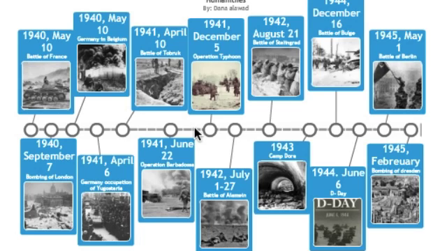This is a timeline showing all the wars that happened in World War II: 1940 May 10 Battle of France, 1940 September 7 Bombing of London, 1940 May 10 Germany and Belgium, 1941 April 6 Germany occupation of Yugoslavia, 1941 April 10 Battle of Tobruk, 1941 June 21 Operation Barbarossa, 1941 December 5 Operation Typhoon, 1942 July 1 till 27 Battle of El Alamein, 1942 August 21 Battle of Stalingrad, 1943 Camp Dura, 1944 December 16 Battle of the Bulge, 1944 June 6 D-Day, 1945 May 1 Battle of Berlin, 1945 February.